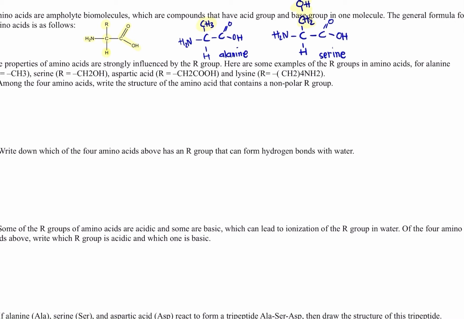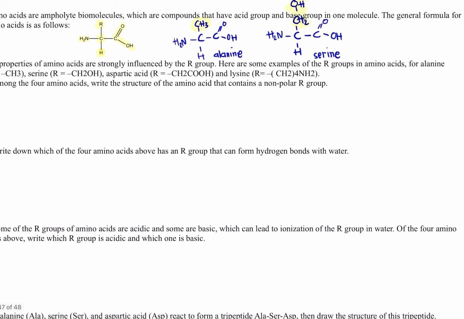Now the next one is aspartic acid. So we want to draw the aspartic acid structure. We start with the carbon here, we have the COOH over here, and then we also have the amine, we have the hydrogen, and then the R group for aspartic acid, which is actually CH2 and then COOH. Now this one here is a polar group because it contains a carboxylic acid, so aspartic acid is polar, having a polar R group.